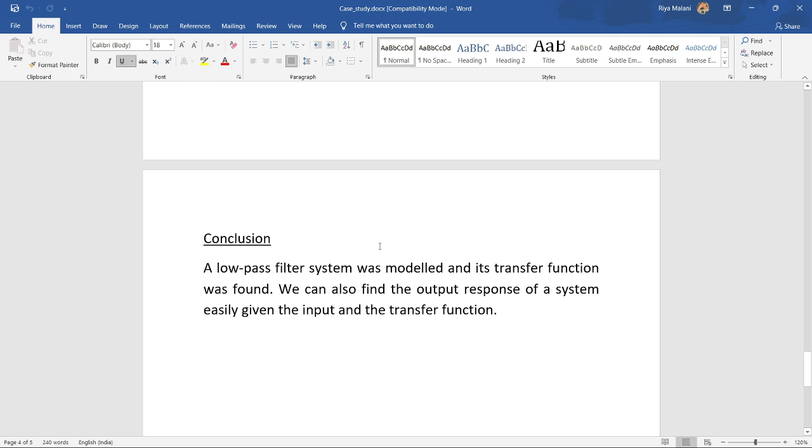Hence, a low pass filter system was modeled and its transfer function was found.